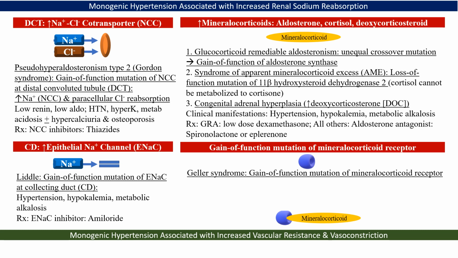Gain-of-function mutation of the mineralocorticoid receptor, known as Geller syndrome, is a condition where the mineralocorticoid receptor is constitutively activated to result in increased ENaC activity for sodium reabsorption. Patients with Geller syndrome can present with hypertension, hypokalemia, and metabolic alkalosis.